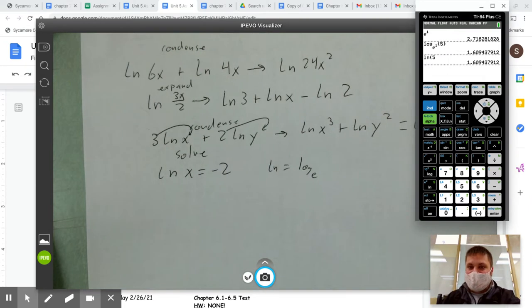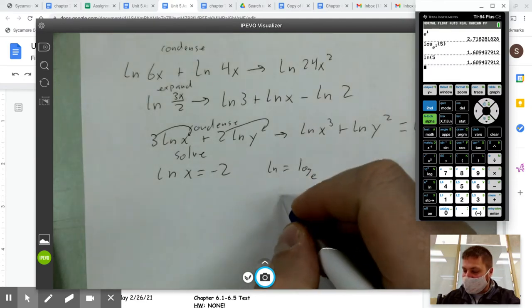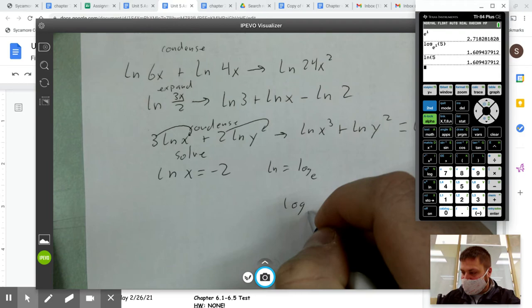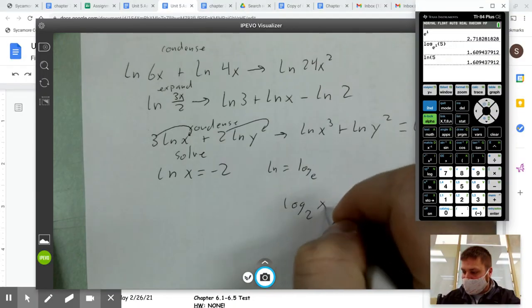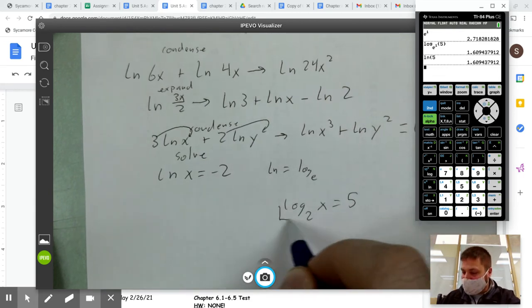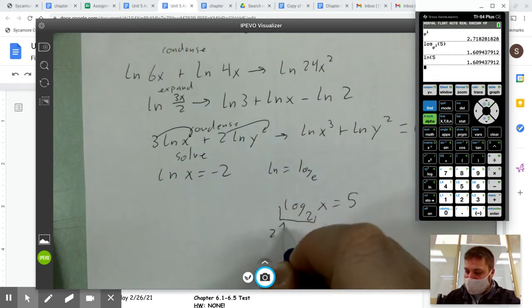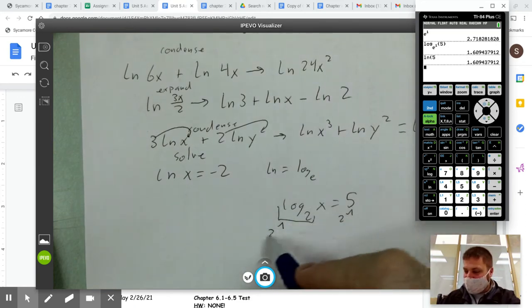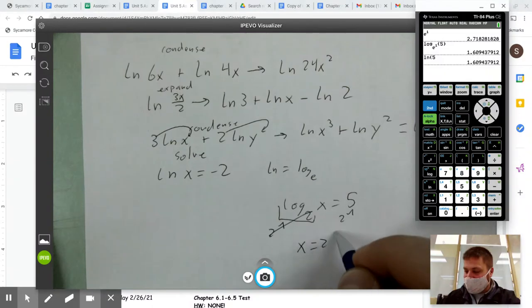Okay, so let's go back to this. If I had log base 2 of x equals 5, to cancel out a log base 2, remember I do 2 to the power of. So 2 to the power of log base 2 cancels, and I would just have x equals 2 to the 5th.